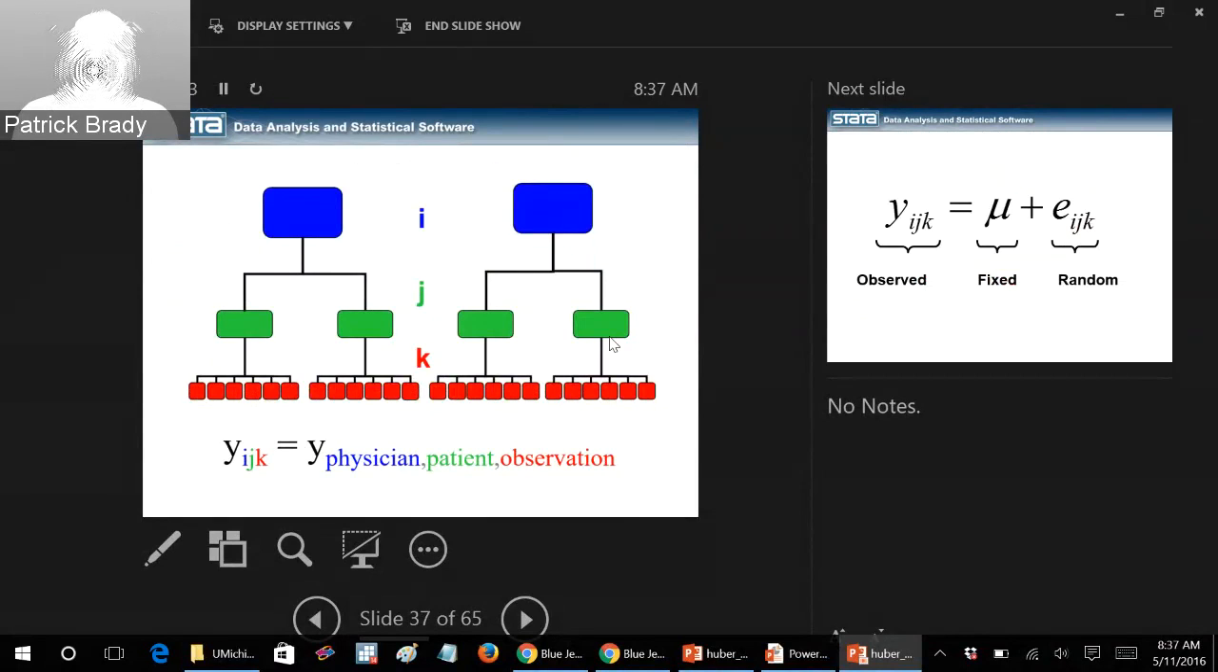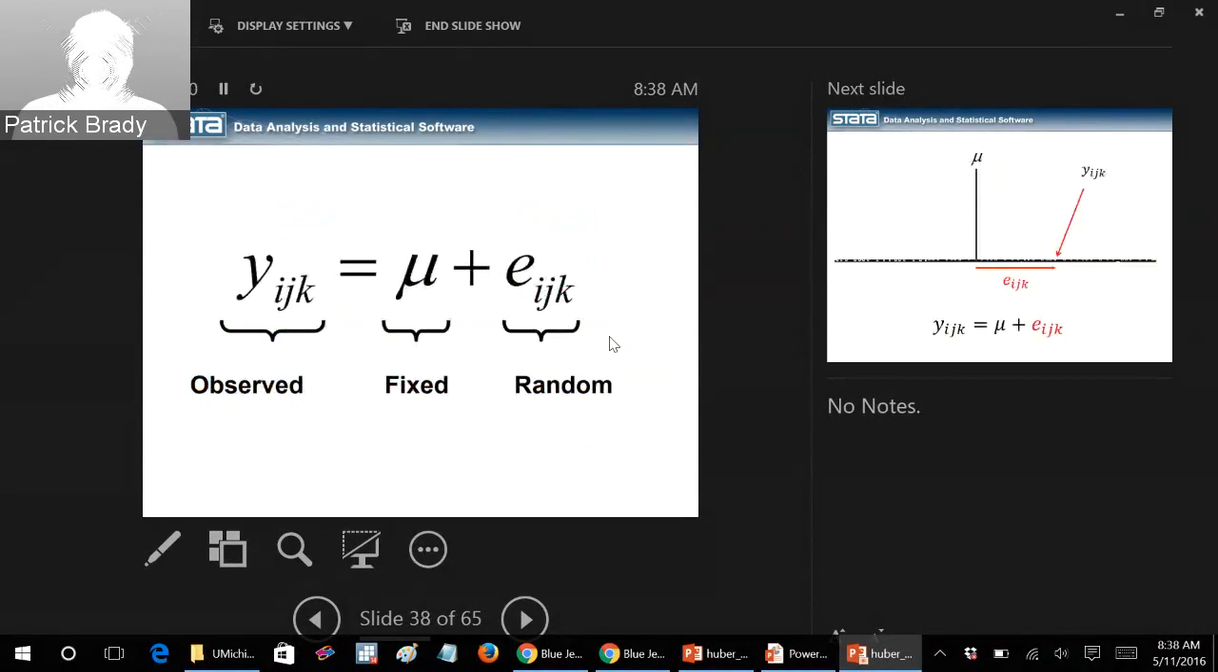Really, when I first started doing this, it was the subscripts that intimidated me. I'm like, what does all this keep track of? But that's really all it is. When you start getting overwhelmed by all the subscripts, just remind yourself, this is all it's doing. It's just a way of keeping track of which observation belongs to which patient and which physician and so forth.